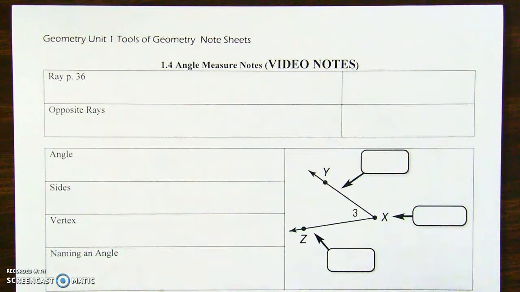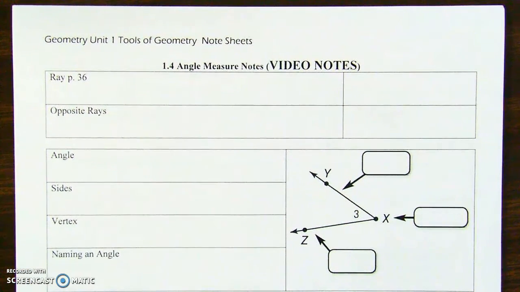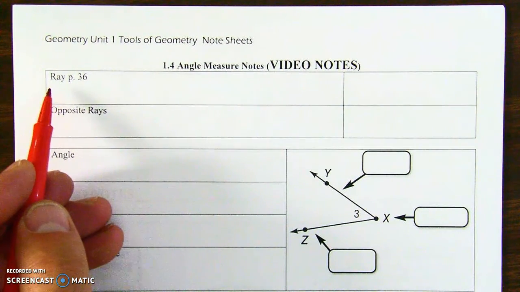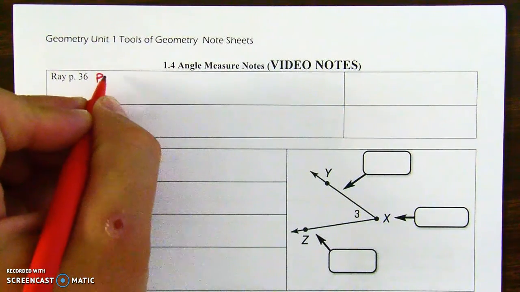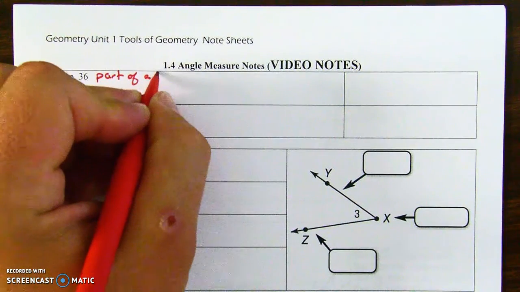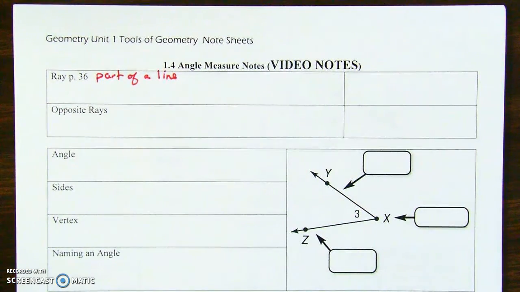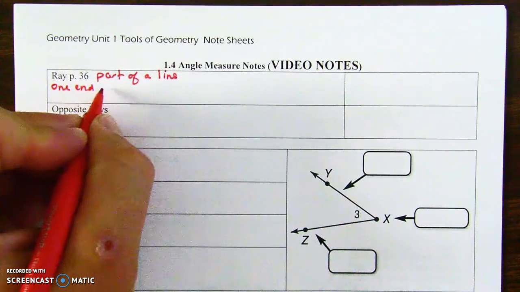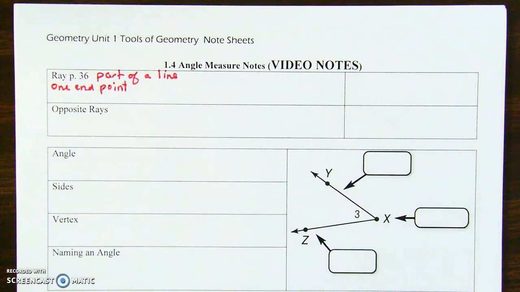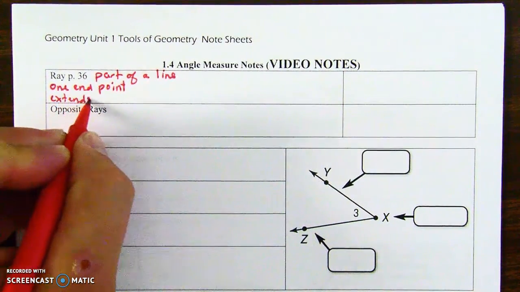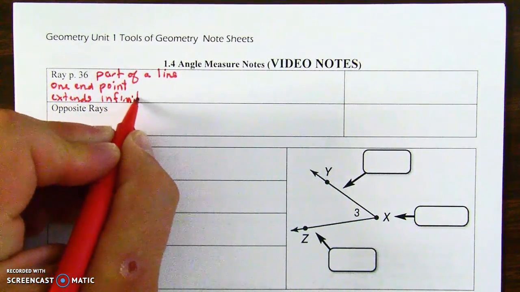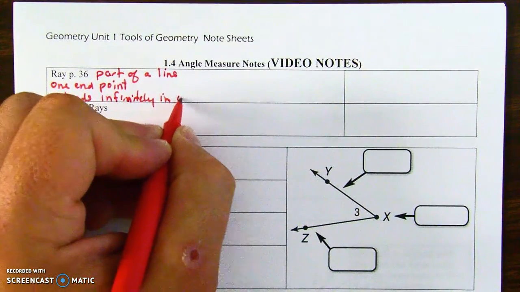So we're talking about angles now, angle measure, angles being the biggest thing, but in order to be able to define what an angle is, we got to be able to identify what a ray is first, okay? So a ray, I'm going to read it out loud to you right now, a ray is part of a line. So let's write that down. Part of a line, okay? And the rest of the definition states that it has one endpoint and extends infinitely in one direction.